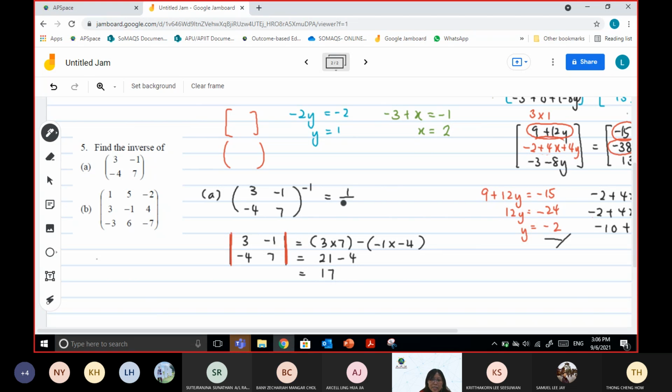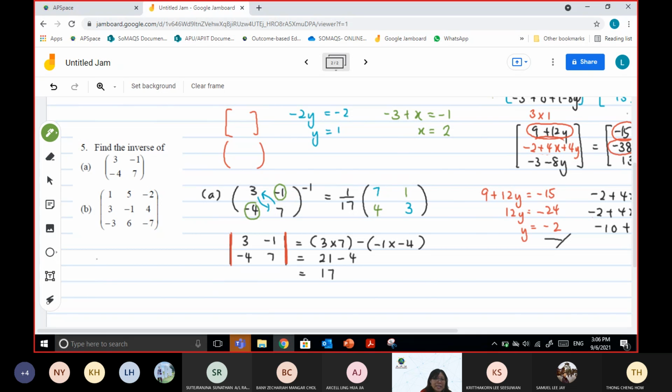Then next is 1/17. Then you need to find the adjoint of the matrix. For your revision, for the adjoint of the matrix, remember we are going to swap these two values, so they become 7 and 3. Then for the other 2 values here, we inverse the sign. So -4 becomes +4, -1 becomes +1.